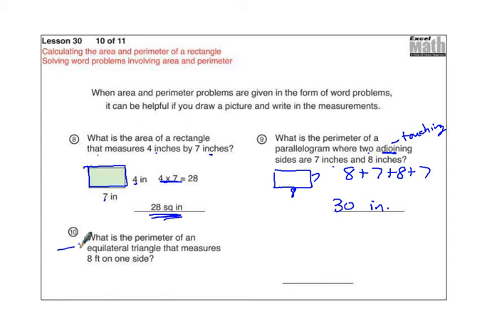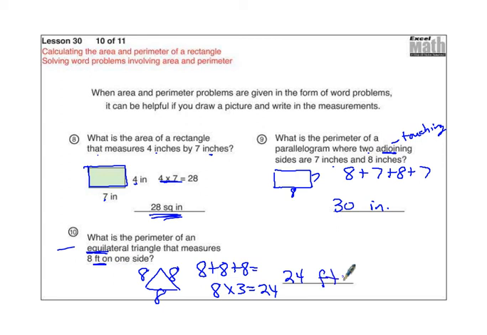The perimeter of an equilateral triangle that measures 8 feet on one side. Remember, an equilateral triangle has all the sides that are equal. That means the other sides are 8 as well. So we can do 8 plus 8 plus 8 to find perimeter, because perimeter is adding all the sides together, or we can do 8 times 3. Either way, we're going to get 24, and my label on this is feet. 24 feet, not square feet. That's only for surface area.